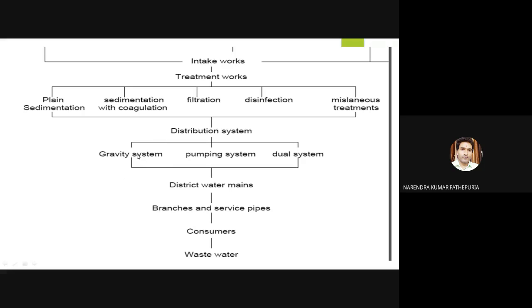There are mainly three types of distribution systems we talk about. One is the gravity based. So all the pipelines are drawn through the gravity system. The pressure can be maintained through the gravity system. There is no pumping station.